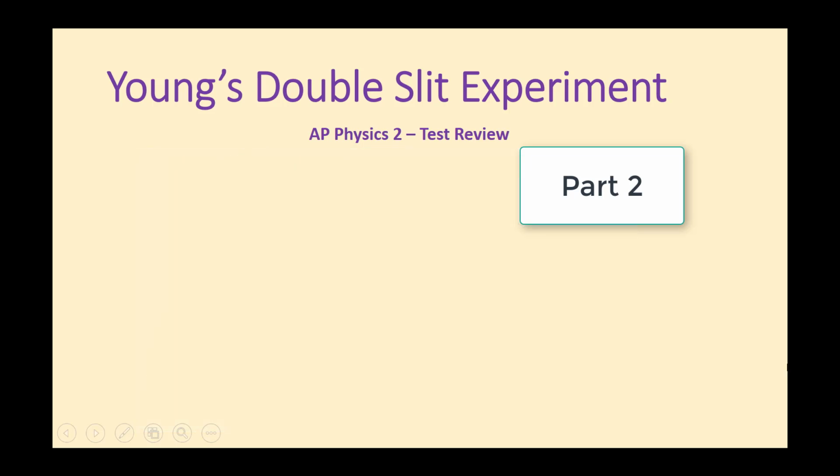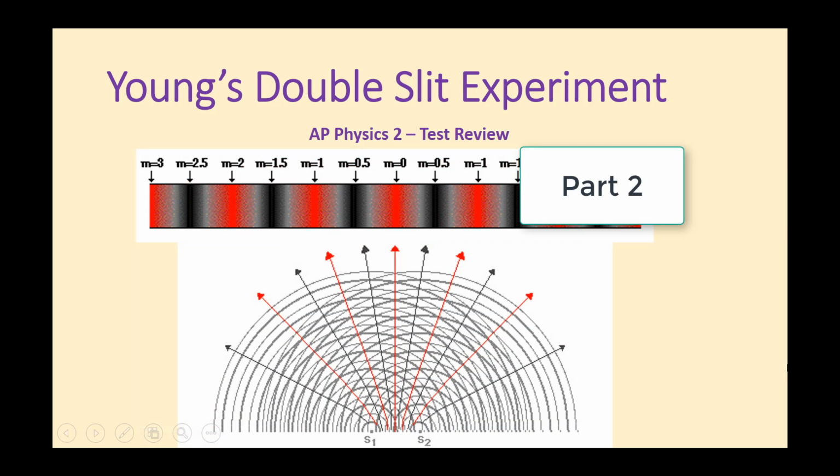Part 2, Young's double slit experiment, looking at test questions. Question 3: find the distance between adjacent dark spots from a double slit diffraction pattern if the wavelength is 500 nanometers, the distance between the slits is 1 millimeter, and the distance from the slit to the screen is 2 meters.